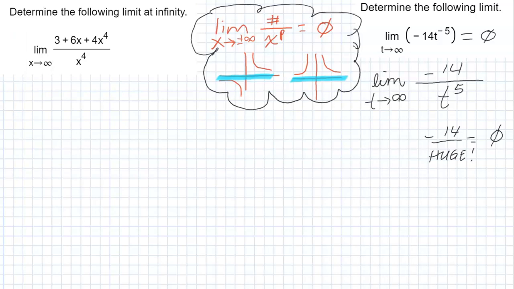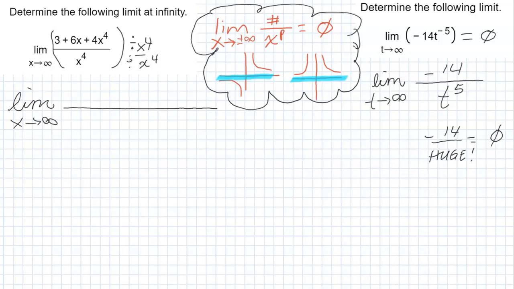Okay, now using that concept, we will be able to find the limit or the infinite limit of functions that are a little bit more complicated, like this one. Okay, so here, using the same idea of 1 over x to some power, I want these to look like that. So I'm going to go ahead and divide both the numerator and the denominator by x to the 4th power. And when I do that, this becomes limit as x goes to infinity of, what do I have here?